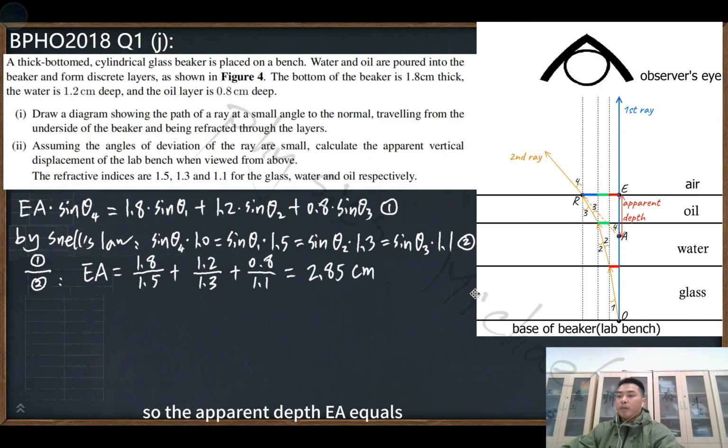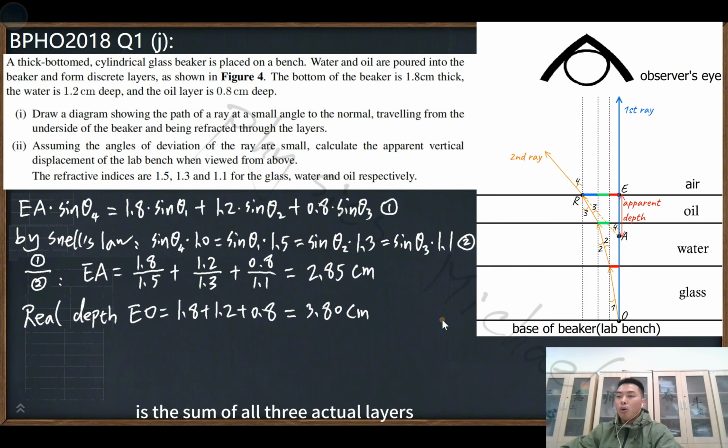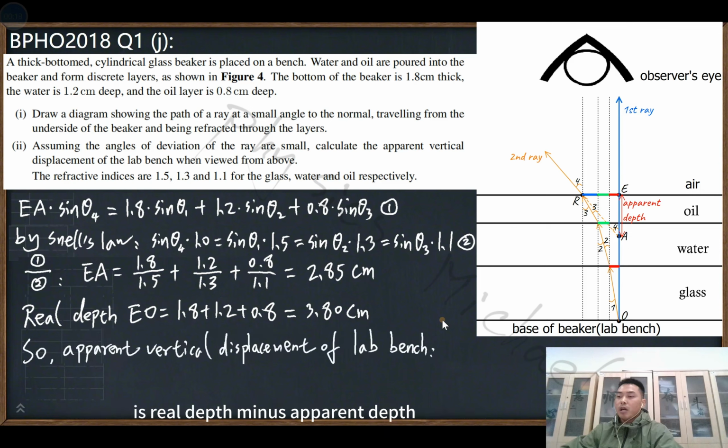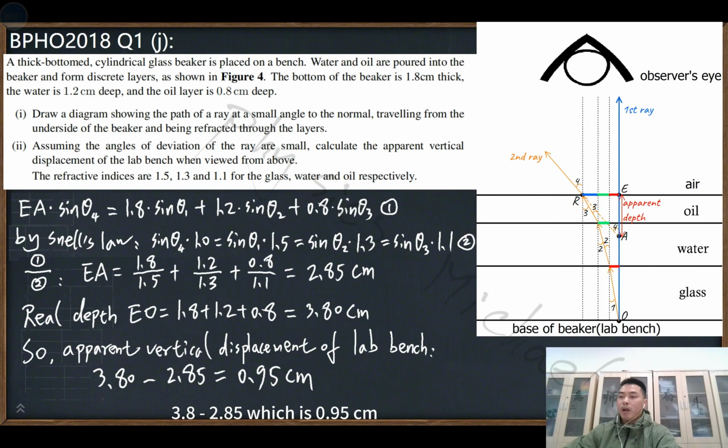So the apparent depth EA equals 1.8 divided by 1.5 plus 1.2 divided by 1.3 plus 0.8 divided by 1.1, which is 2.85 centimeters. And the real depth is the sum of all three actual layers, 1.8 plus 1.2 plus 0.8, which equals 3.8 centimeters. Hence, the apparent vertical displacement of the base is real depth minus apparent depth, 3.8 minus 2.85, which is 0.95 centimeters. And that's the answer for the question.